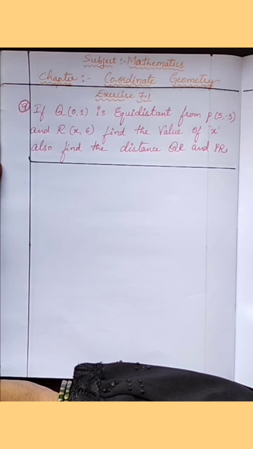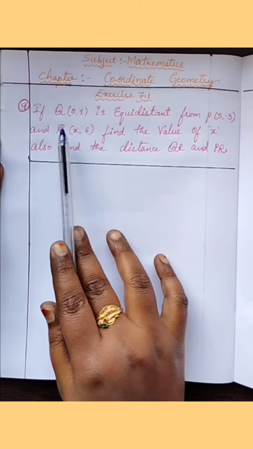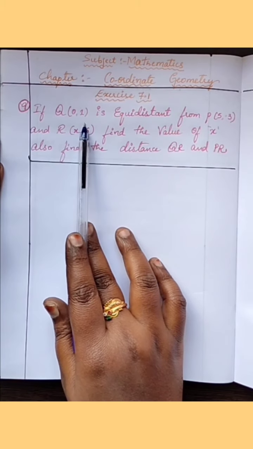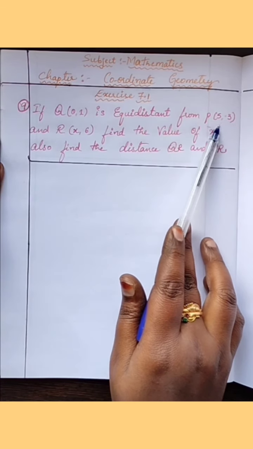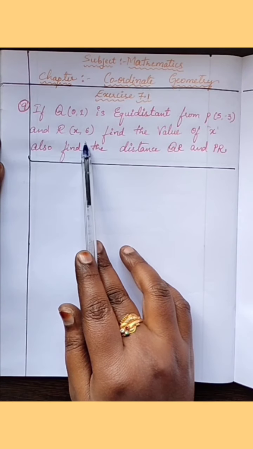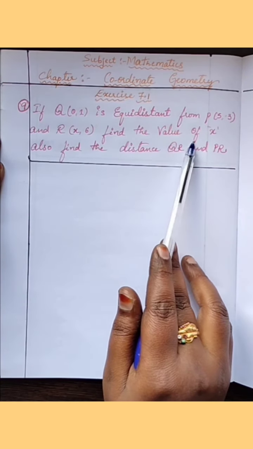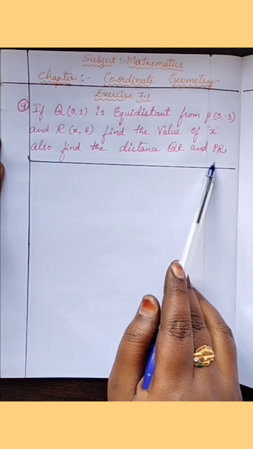Okay dear students, in this class I will explain question number 9 and 10 from the chapter Coordinate Geometry, exercise 7.1. Question number 9 is: if Q(0, 1) is equidistant from P(5, -3) and R(x, 6), find the value of x. Also find the distances QR and PR.